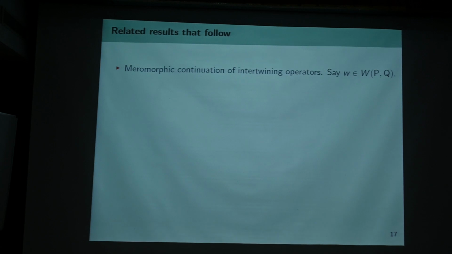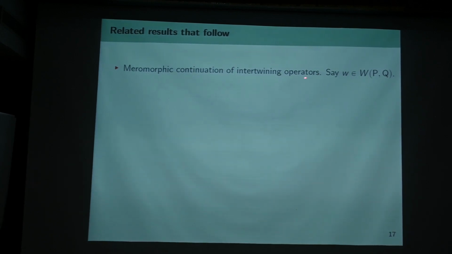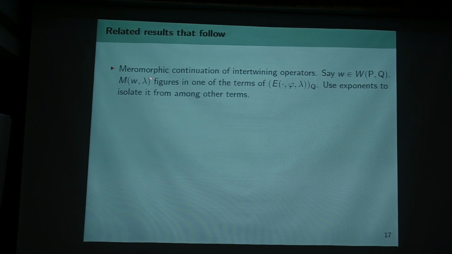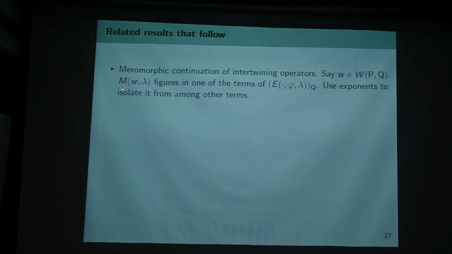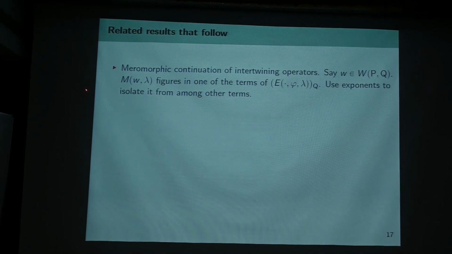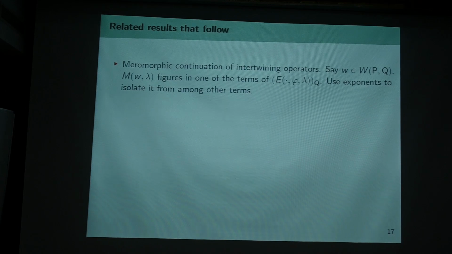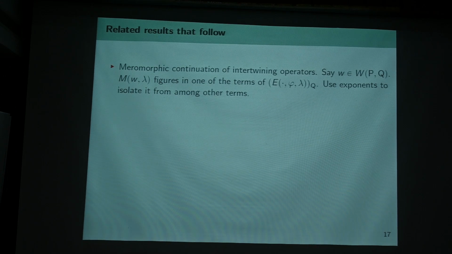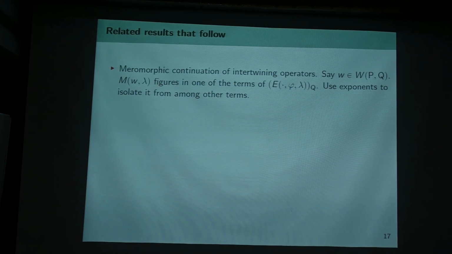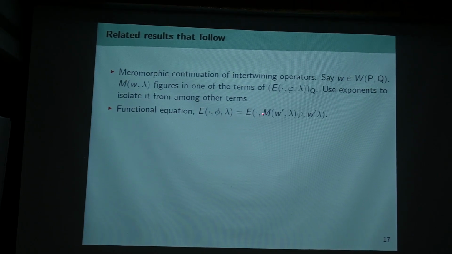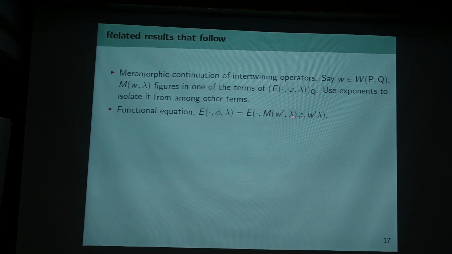So let me just list out a bunch of related results that follow. Once you have meromorphic continuation of Eisenstein series, you can also deduce the meromorphic continuation of intertwining operators because they occur in constant terms of Eisenstein series. So you have to think of ways to isolate intertwining operators, the contribution of a Weyl element within a constant term of an Eisenstein series. So you can also get meromorphic continuation of intertwining operators. Secondly, this machinery also allows you to get the functional equation for the Eisenstein series.